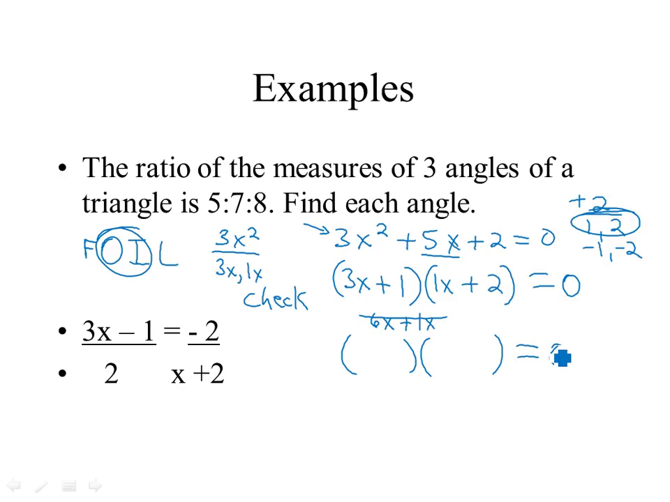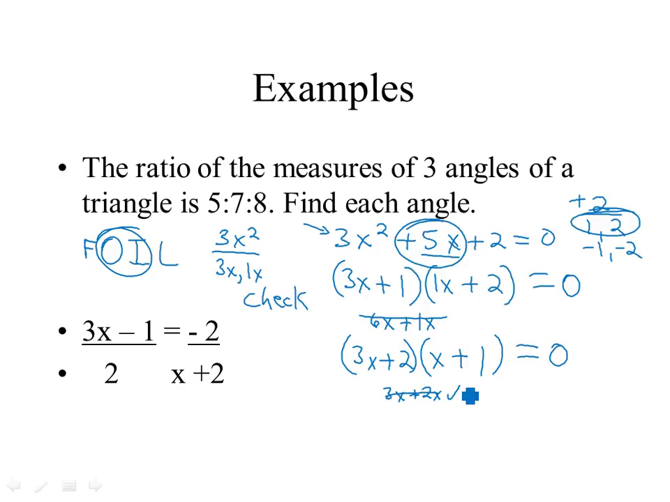No. What could we do with the 1 and the 2? You could switch them around. If we switch them around, doing outer terms, what's 3x times 1? 3x. What's 2 times x? What's 3x plus 2x? Is that what we had in the middle? So that tells us that it checks out.